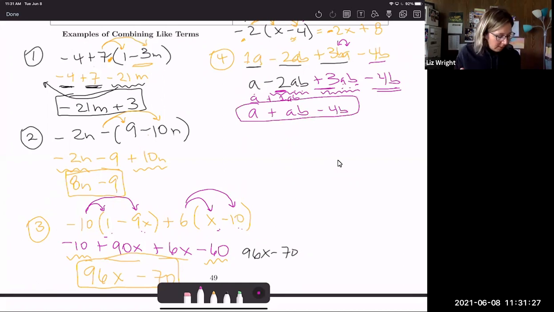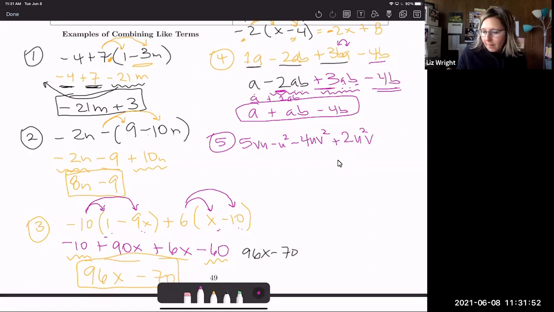All right, last one, number 5. So we've got 5vu minus u squared minus 4uv squared plus 2u squared v minus v. Make sure I wrote that down right. Minus 4, that looks good.